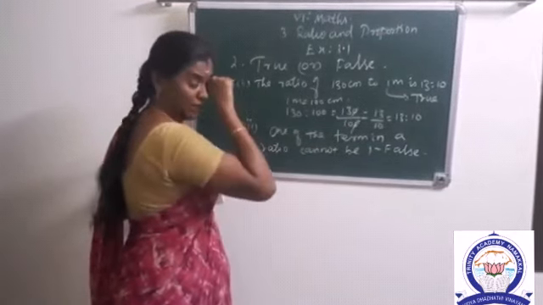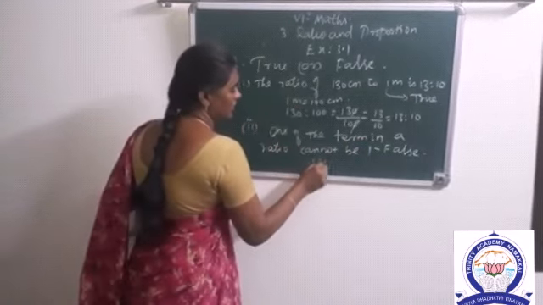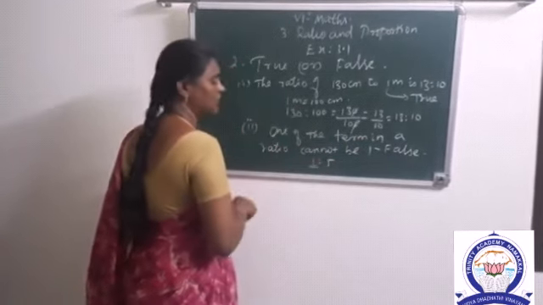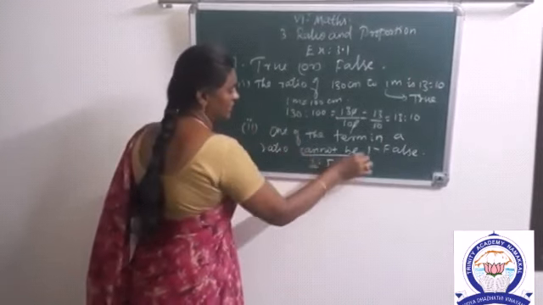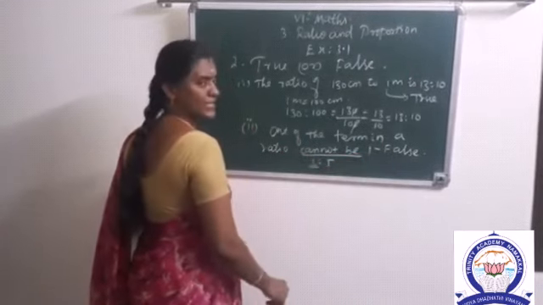Yes, one of the terms, right? Out of two terms, one term. For example, if we write 1:5, one of the terms can be 1. But in this question, cannot be 1 is given. So this is false.